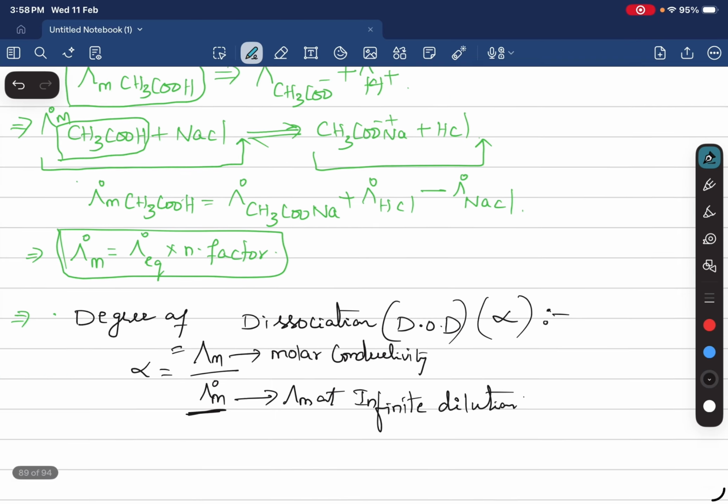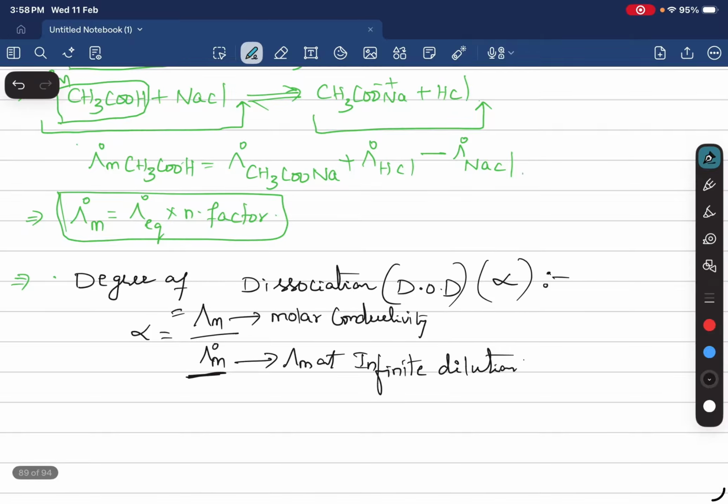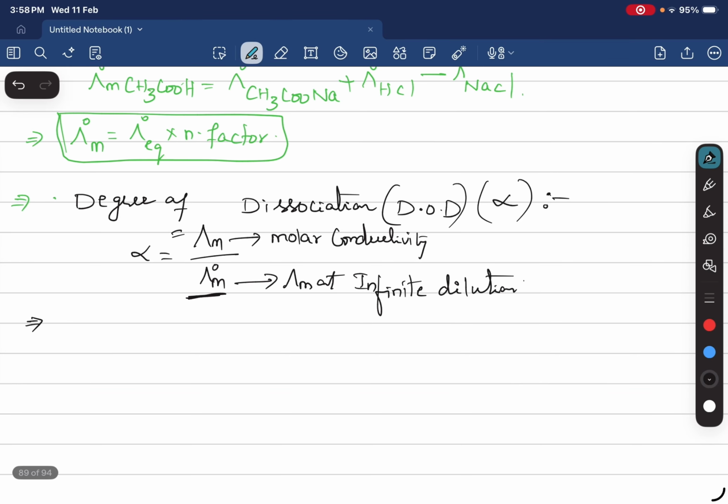On dilution, the conductivity of a weak electrolyte increases sharply. That's what Kohlrausch's law explains: why it increases sharply. It means every ion's contribution increases the molar conductivity of the weak electrolyte toward infinite dilution. So this is the second application.